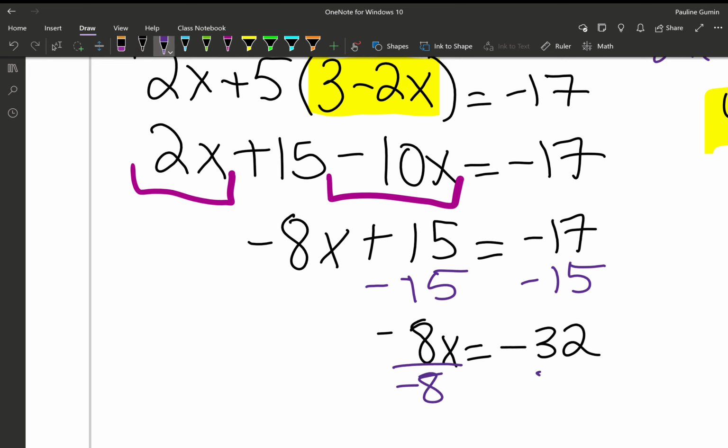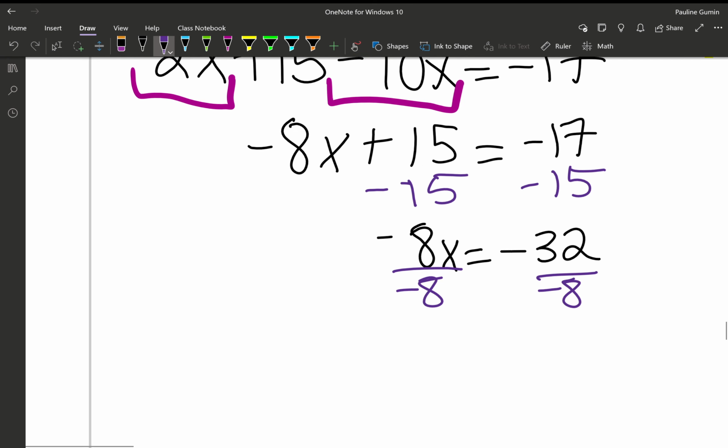And we finish by dividing both sides by negative 8. X equals 4.